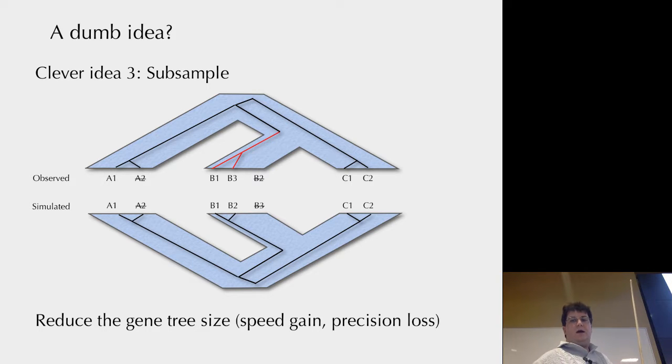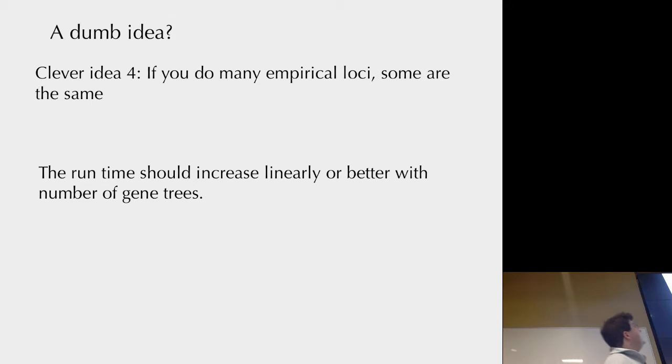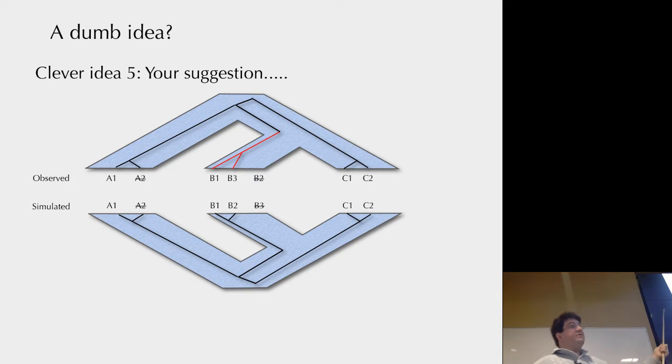Another clever idea: you do many empirical loci, and some are the same. So in terms of speed up, you can go faster than linearly, so you can have really, really big data sets. It'll still run really long, but it won't be increasing factorially or exponentially. It just increases linearly, or basically a little better than linear. So that's good, for next-gen data you can use this. And if you have other ideas, let me know. I was looking for that.